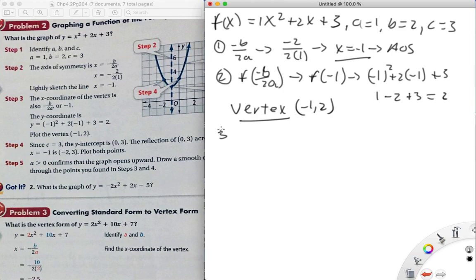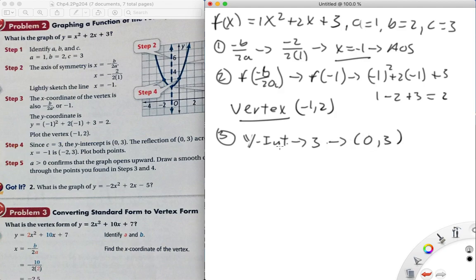And the next thing that we can do is we could find the other point reflected across the axis, from the point on the C, or the y-intercept. So the y-intercept is y when x is 0. So if I plug in 0 for x here, I'm going to get 3. So then the ordered pair is going to be 0, 3.